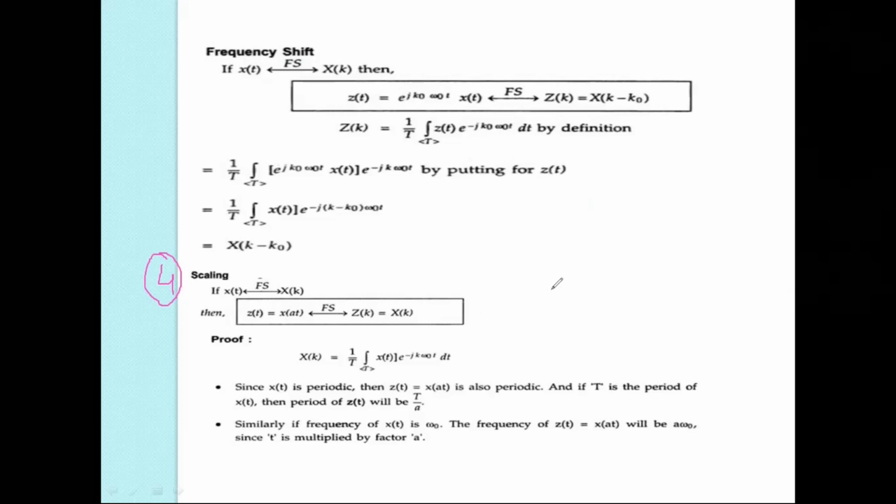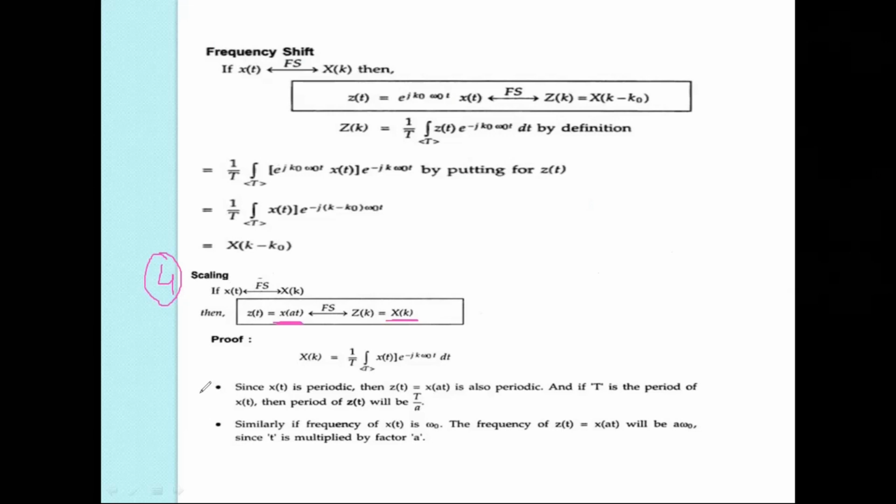But in the Fourier series property of scaling, the statement says that if x of t has Fourier series coefficients x of k, then take z of t equal to x of at. We already heard about x of at in the basic operations of signals. Apply the Fourier series for this signal z of t to get the coefficients by using the exponential Fourier series equation only.